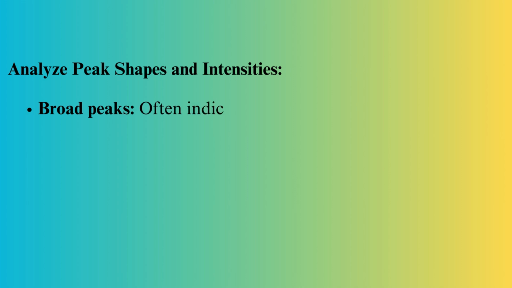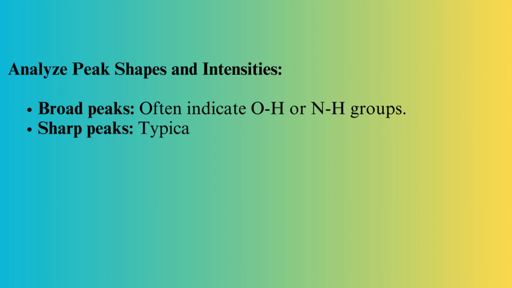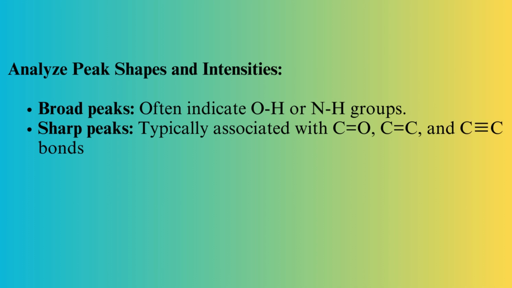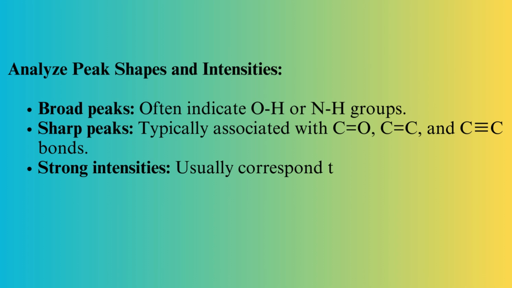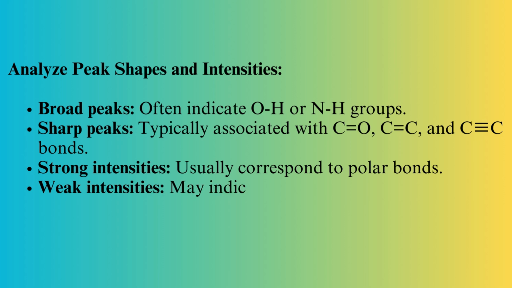Analyze peak shapes and intensities. Broad peaks often indicate OH or NH groups. Sharp peaks are typically associated with C=O, C=C, and C≡C bonds. Strong intensities usually correspond to polar bonds. Weak intensities may indicate less polar bonds or overtones.